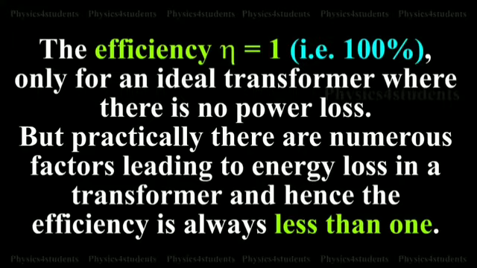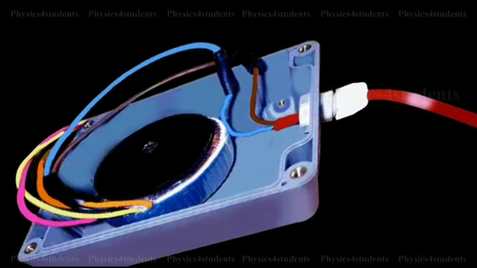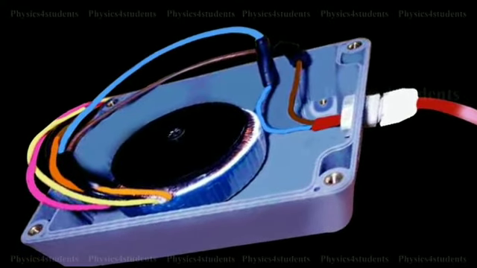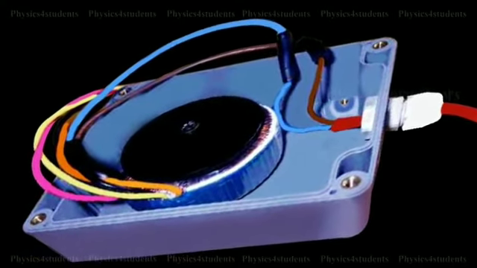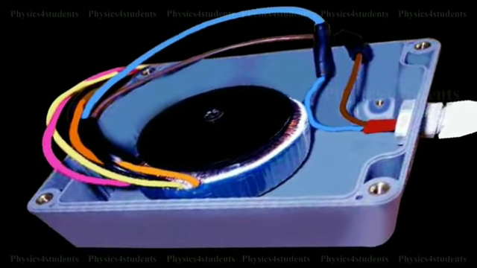But practically, there are numerous factors leading to energy loss in a transformer, and hence the efficiency is always less than 1. Next, energy losses in a transformer. First one, hysteresis loss. The loss takes place in transformer core. Hysteresis loss and eddy current loss are known as core loss or iron loss.